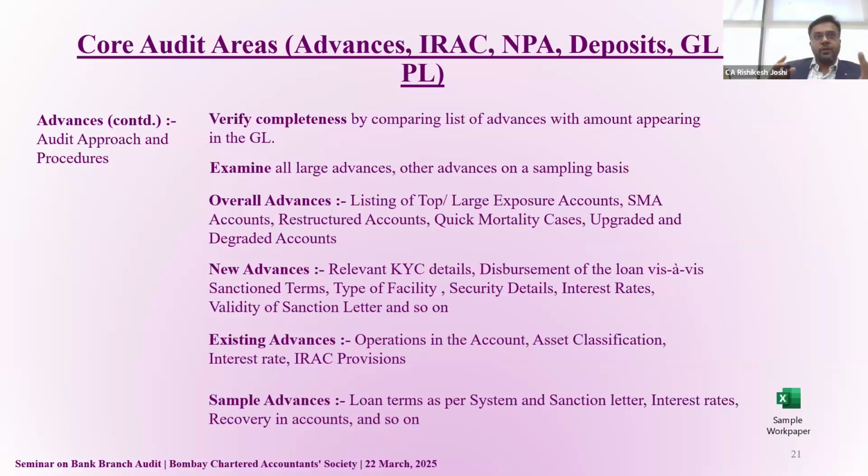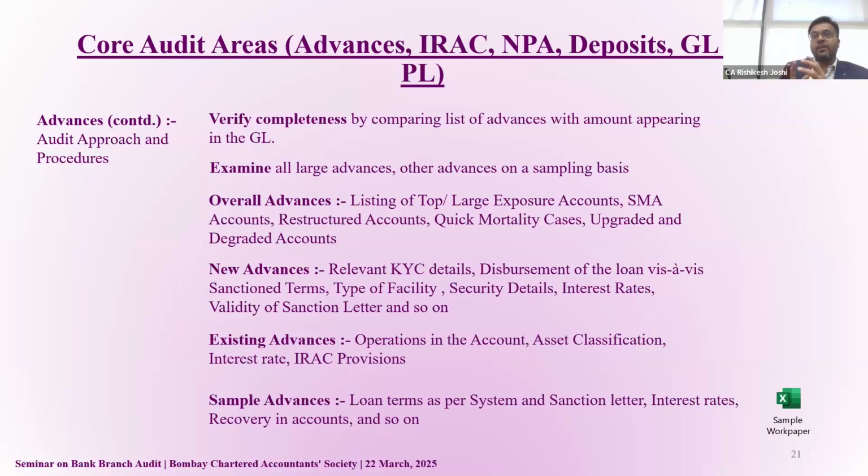Then what you can also do is you can divide your samples into new advances and existing advances. For new advances, you ask them for all the basic documents, right from your sanction, your KYCs, your disbursement details, when and how was it disbursed. All those documents you can ask. In case of existing, you may assume that your previous auditor must have checked it, but for your comfort, you can again ask for these documents.